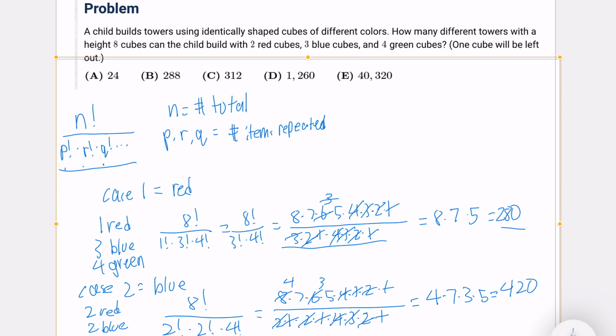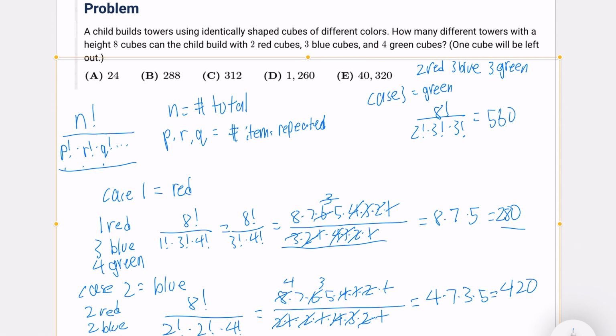Now moving on to the last case. Finally, moving on to case 3, which is excluding 1 green cube. And this would give us a problem of arranging 2 red cubes, 3 blue cubes, and then 3 green cubes. And so the number of total possible arrangements would be 8 factorial over 2 factorial times 3 factorial times 3 factorial. And then after simplifying this, we would get 560.